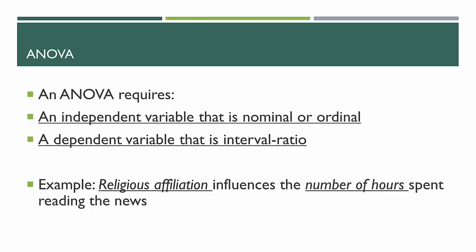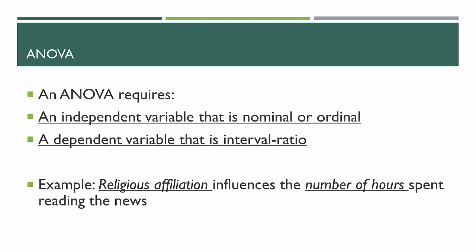Let's look at what an ANOVA would require. An ANOVA is really specific in that it requires an independent variable that is nominal or ordinal so that we can select populations from that variable. So for instance, if we selected religious affiliations, we can look at various populations of religions. If we selected perhaps social class, we can look at lower, working, middle, and upper class populations.